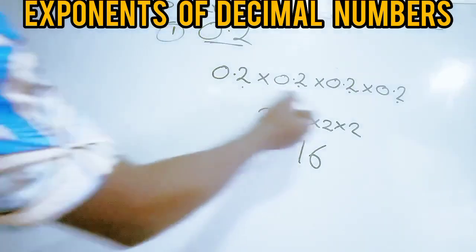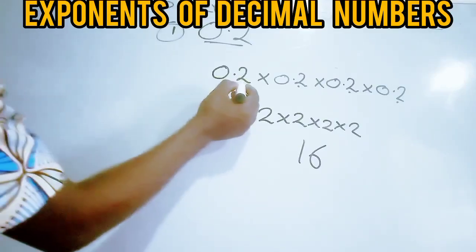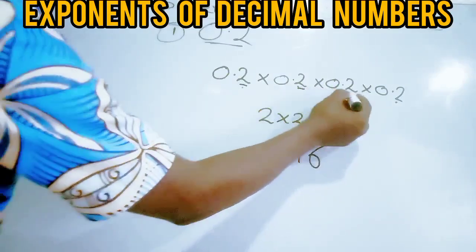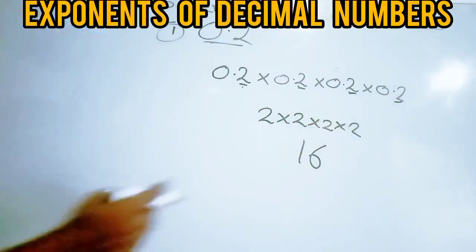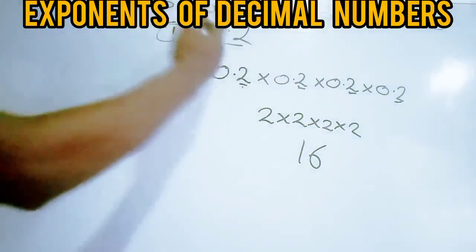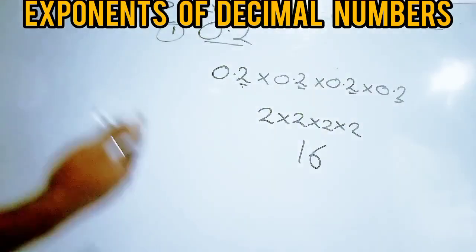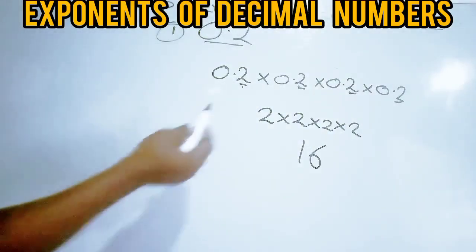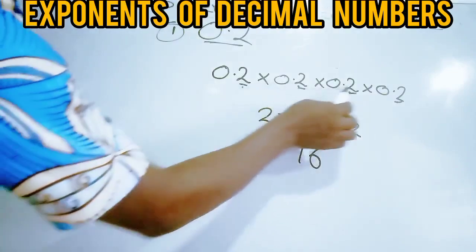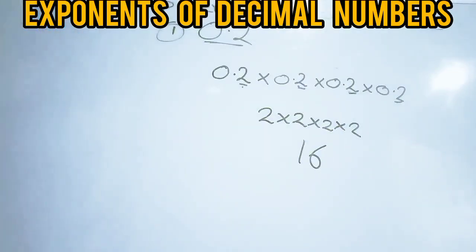So how many decimal places do I have here? I have 1, 2, 3, 4. By now, I believe you know the decimal places. They are the numbers at the right hand side of the decimal point. So how many do I have? 1, 2, 3, 4. 4 decimal places.